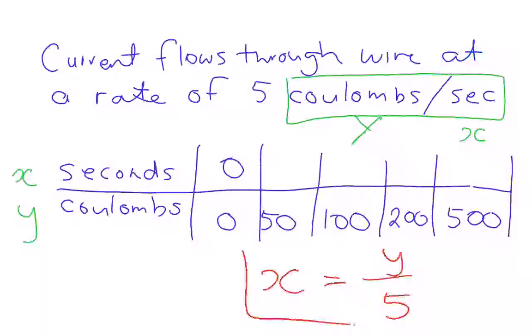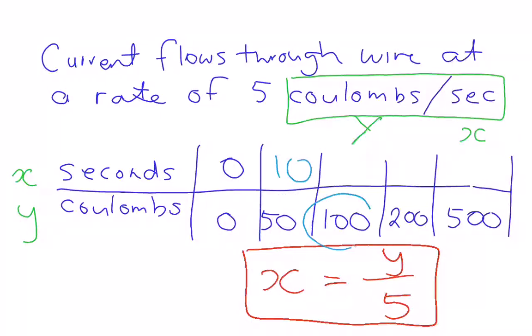Now that we've got a formula that we can use, we can apply it to this table and just go along. In the first example, which is this one here, y is equal to 50. So y divided by 5 means that x is equal to 10. I'm looking at this one now. 100 divided by 5 is 20, then 40, and 100.